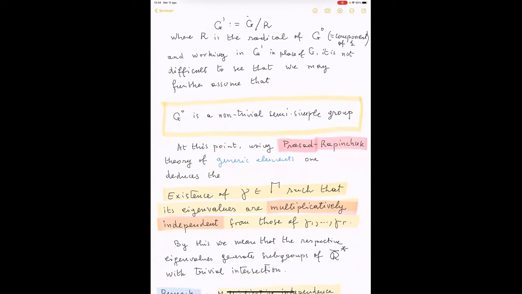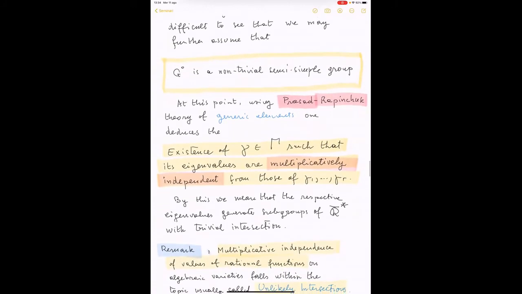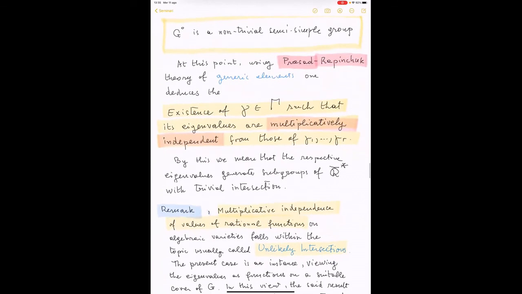So at this point, we use a theory of Prasad and Rapinchuk, the theory of generic elements. And as a corollary of that theory, we deduce the following important step: the existence of an element of gamma such that its eigenvalues are multiplicatively independent from those of all the hypothetical bounded generators. So what we do, we take all the eigenvalues of the bounded generators, and they generate a finitely generated multiplicative group.